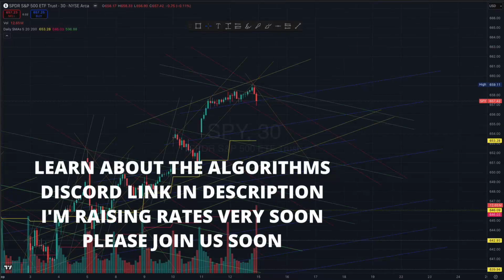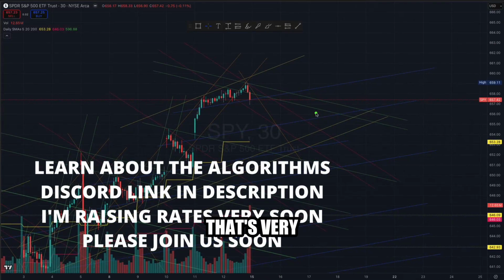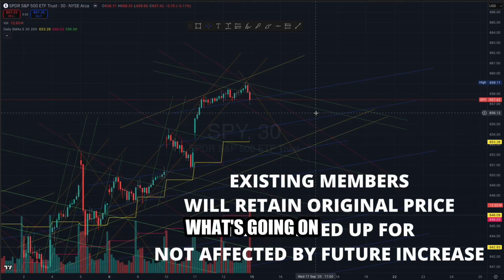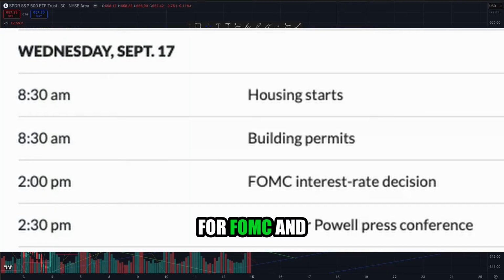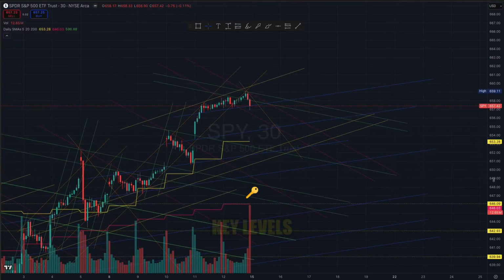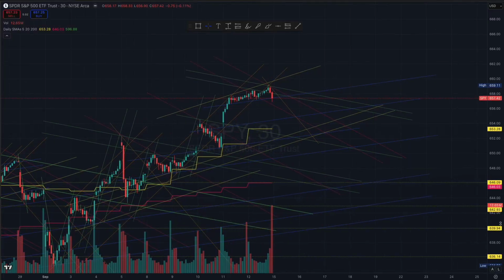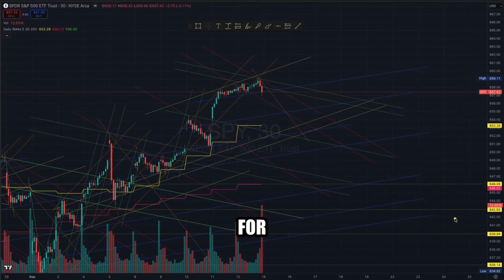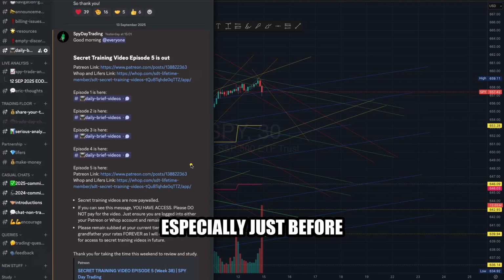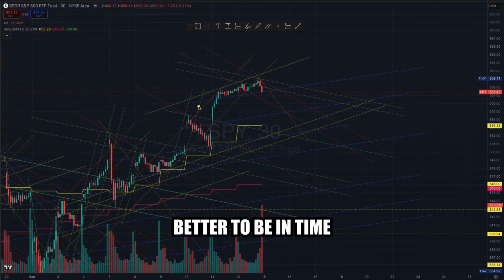Focused, we got this. Now, where do we go from here? It's very important you understand what's going on this week. And that will be Powell speaking on Wednesday for FOMC. And very importantly, I want to show you some of the key levels there. Now, I will guide you along, especially on Wednesday in the Discord server, what to be looking out for, especially just before the brief. But in the meantime here, you need to understand where the key liquidity is.